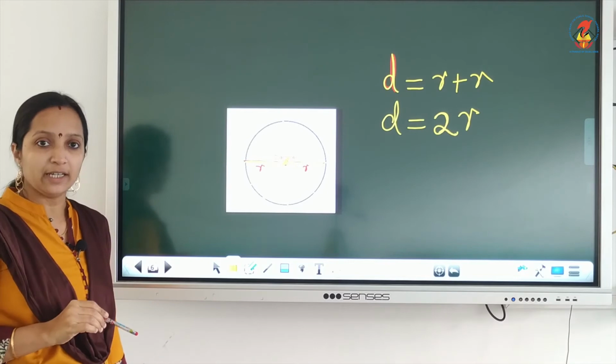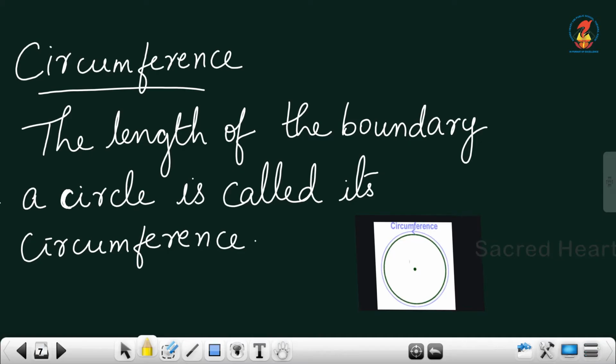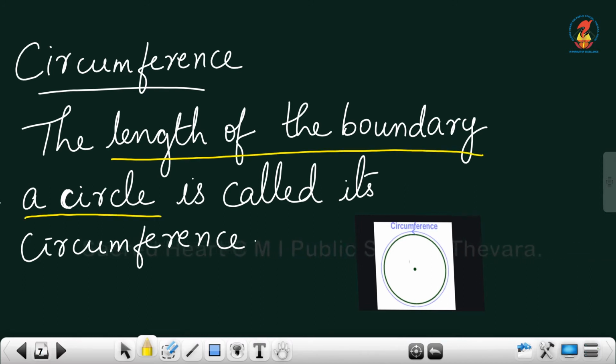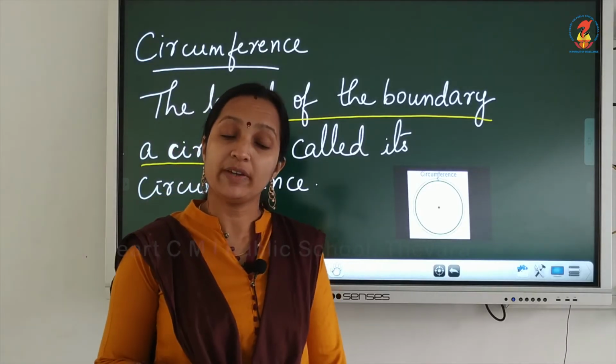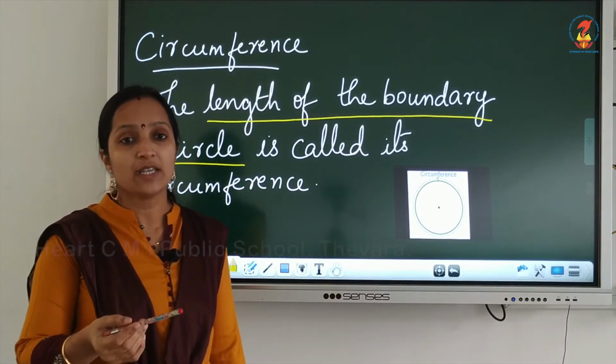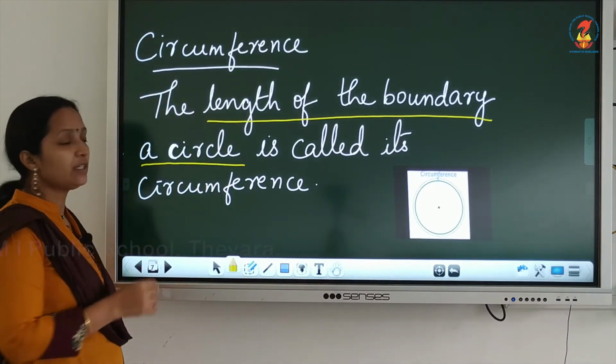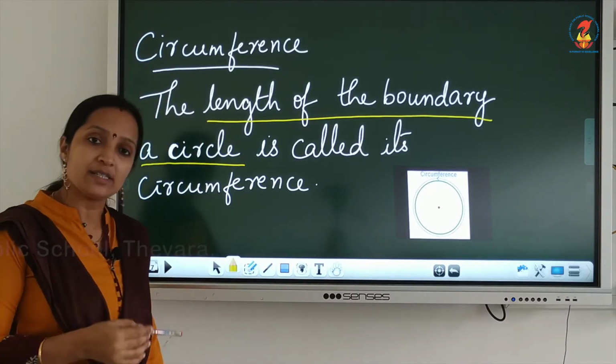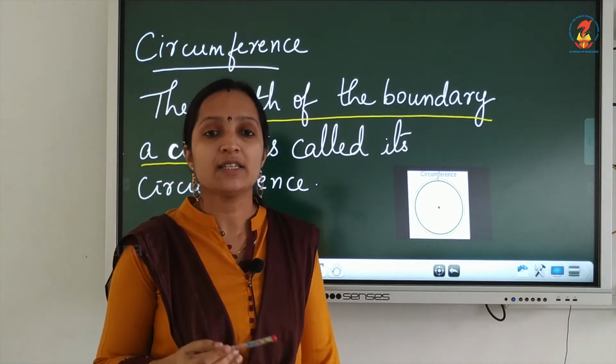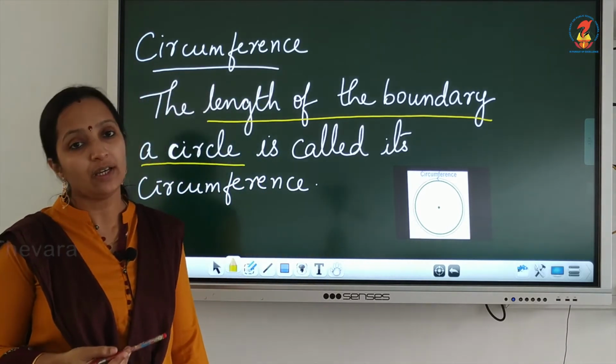I hope it's clear. Now the next topic you have to learn is circumference. What do you mean by circumference? The length of the boundary of a circle. The length of the boundary of the circle is known as circumference. Or you can say perimeter. Perimeter of a circle, but for a circle we use the word circumference. Perimeter and circumference both are the same. Circumference means the length of the boundary.